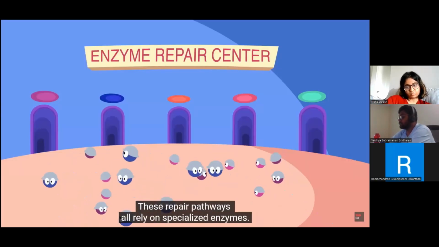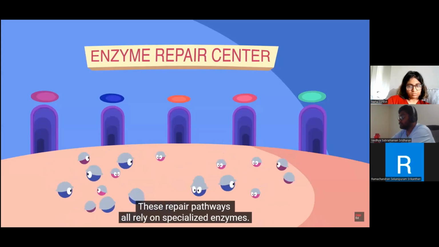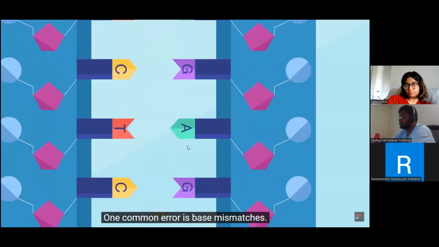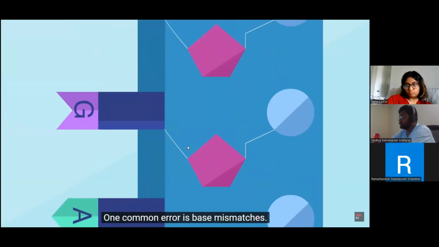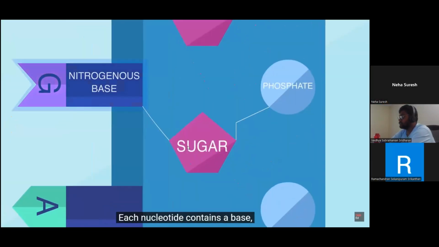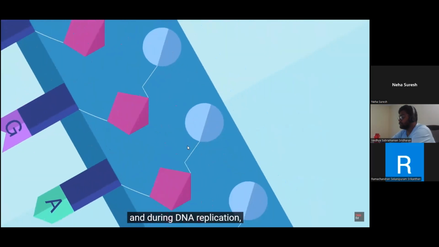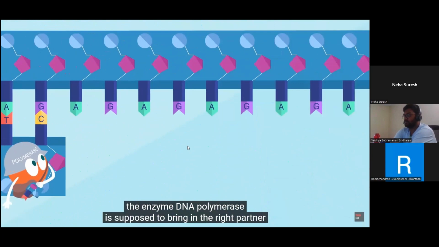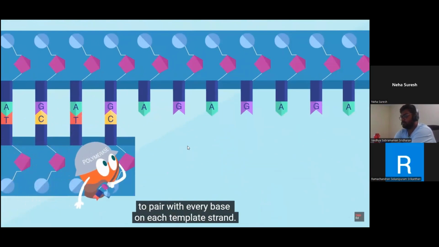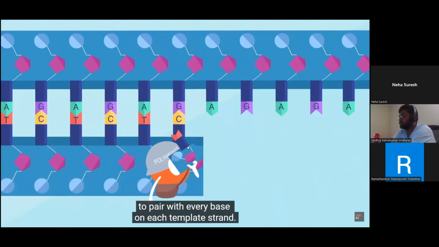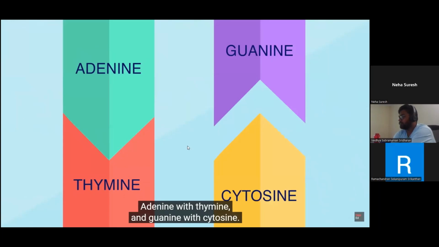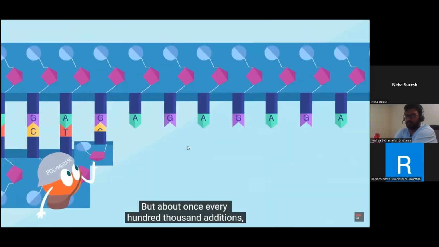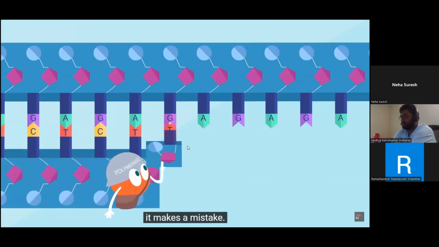These repair pathways all rely on specialized enzymes. Different ones respond to different types of damage. One common error is base mismatches. Each nucleotide contains a base, and during DNA replication, the enzyme DNA polymerase is supposed to bring in the right partner to pair with every base on each template strand, adenine with thymine and guanine with cytosine. But about once every 100,000 additions, it makes a mistake.